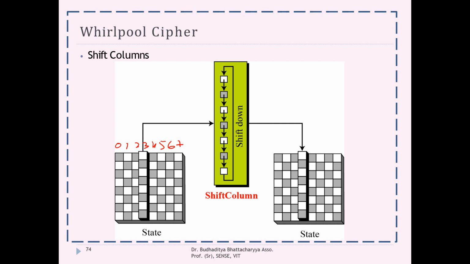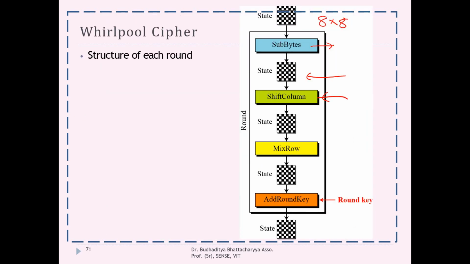So for the 0th column, 0 rotation, so 0 movement. First column, 1 downward. Second column, 2 downward. So the arrangement is given like this. Same operation, just column-wise we are doing, nothing else. So again, I go back here. Shift column, that's why the term comes in.